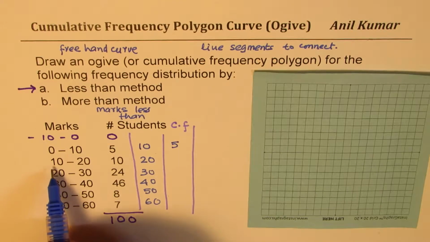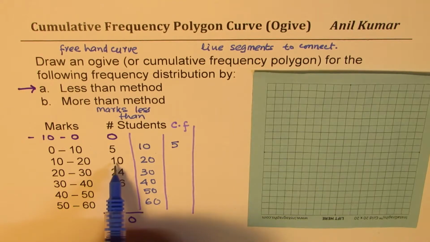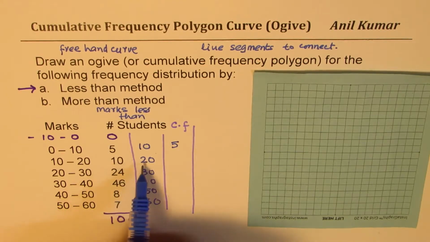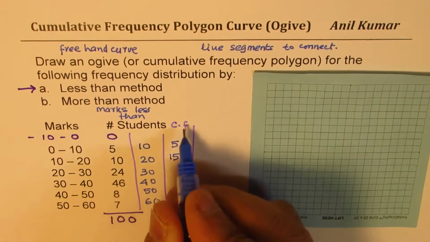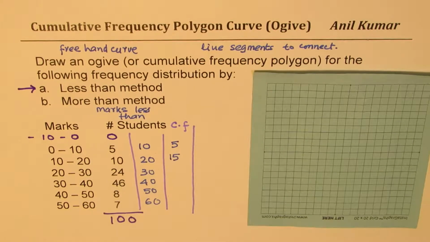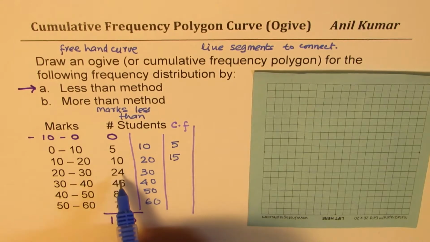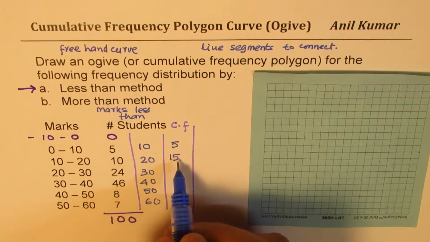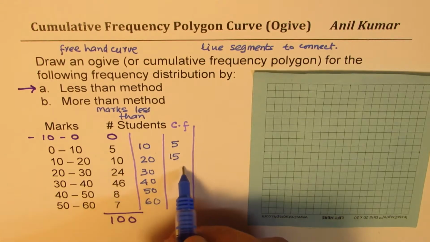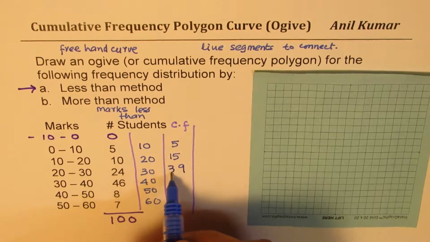Now since from 10 to 20 there are 10 students, so less than 20 will be 10 plus 5, which is 15, and that is how the cumulative frequency comes into effect, correct? Now less than 30 means you have to add all these, so that is the cumulative frequency, correct? So you add 24 to 15, so we get 39.